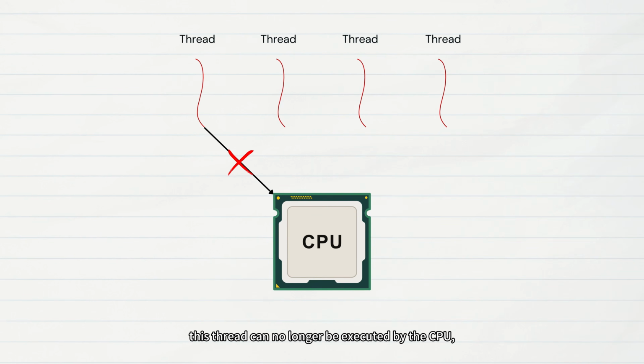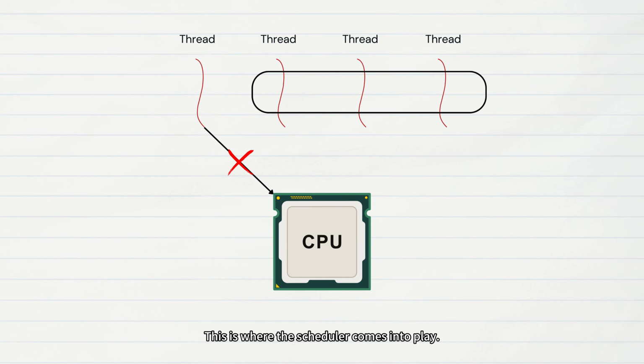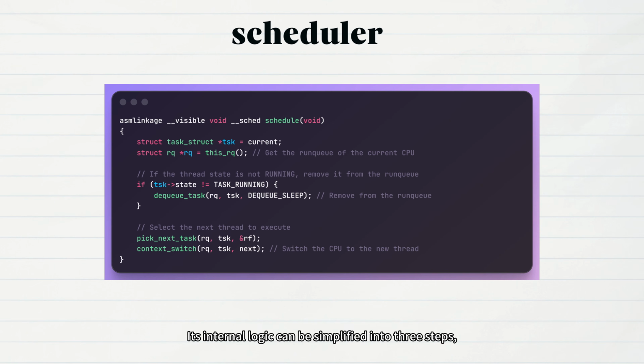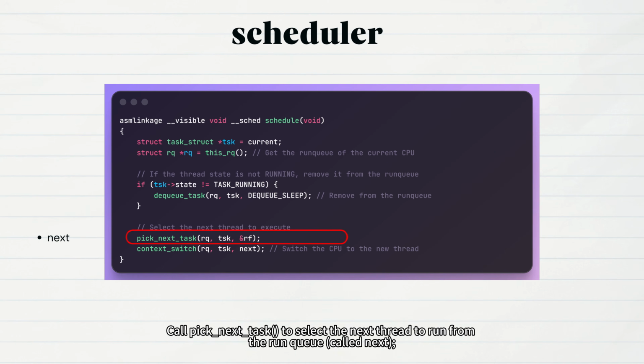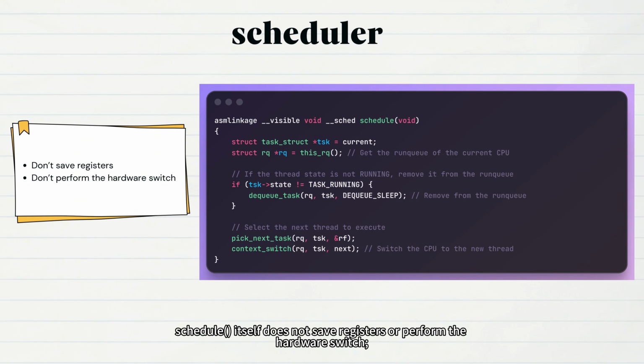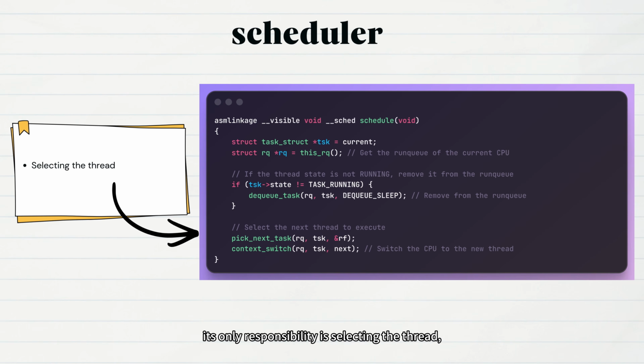At this point, this thread can no longer be executed by the CPU, so the kernel must do one thing: find a new thread to run. This is where the scheduler comes into play. The core entry function of the Linux scheduler is schedule. Its internal logic can be simplified into 3 steps, which are easy to understand. First, get the currently running thread, called prev, then call pick_next_task to select the next thread to run from the run queue, called next. If prev and next are not the same, call context_switch to perform the switch. Here's the key point. Schedule itself does not save registers or perform the hardware switch. Its only responsibility is selecting the thread, deciding whether to switch and which thread to switch to.